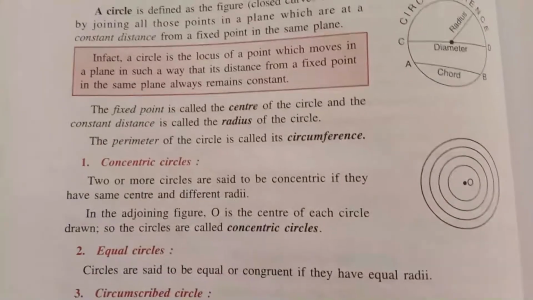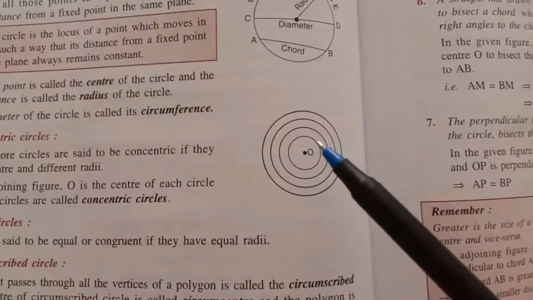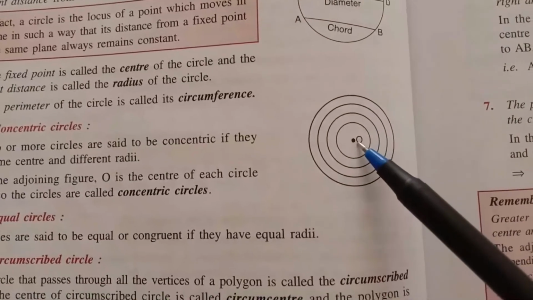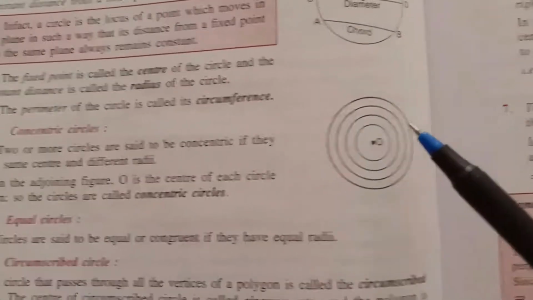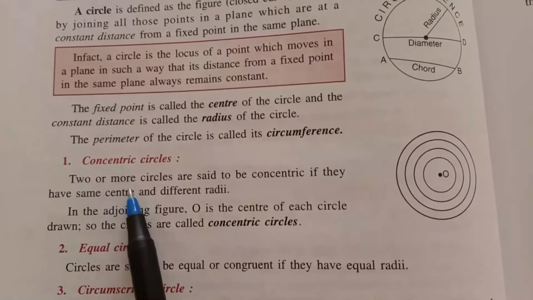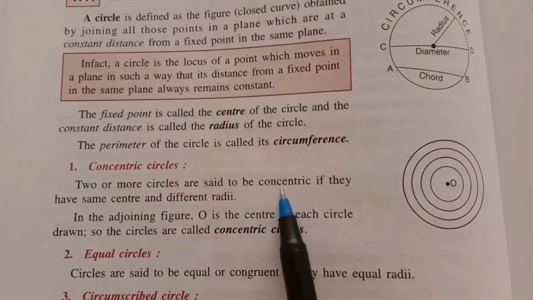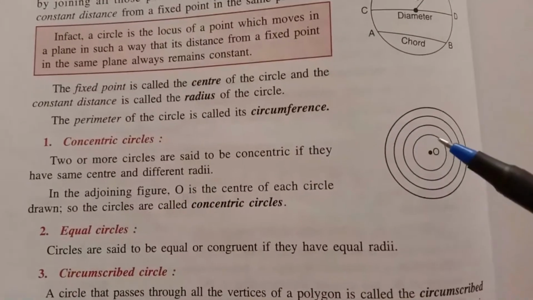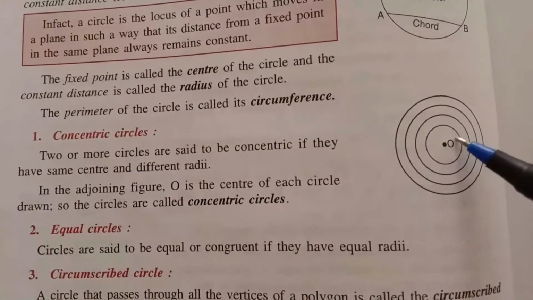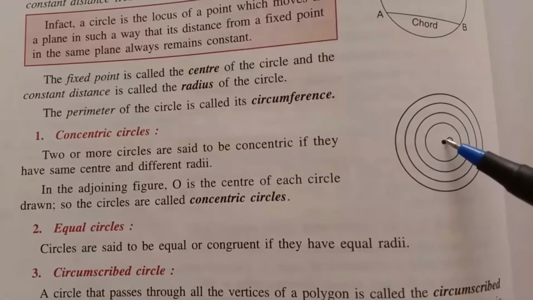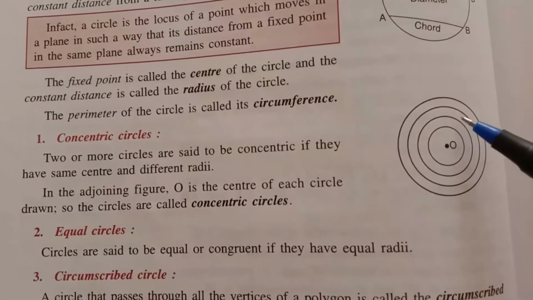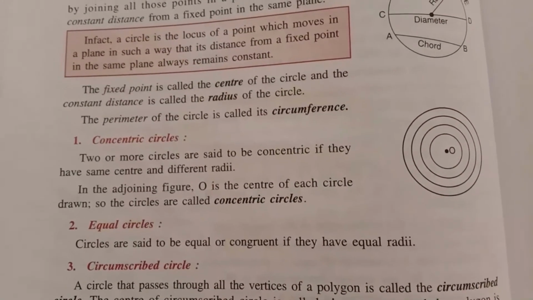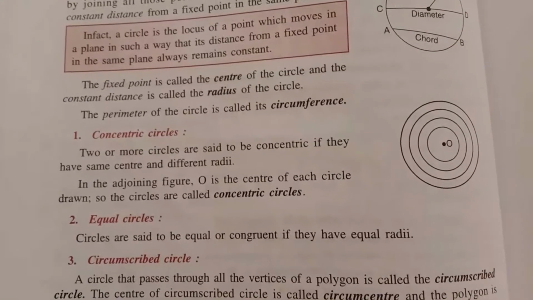Now the next one is concentric circles. Here we have 4 circles having the same center, so they are called concentric circles. Two or more circles are said to be concentric if they have the same center and different radii. See, for this circle the radius is this one only, for this circle the radius is from the center to the circumference. So concentric circles have the same center but different radii.